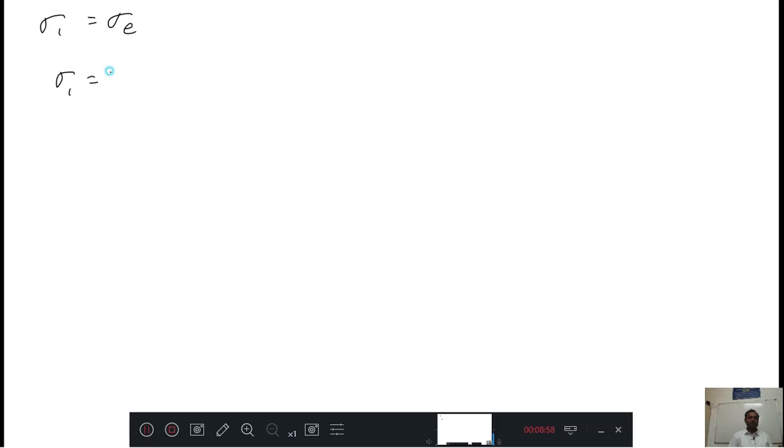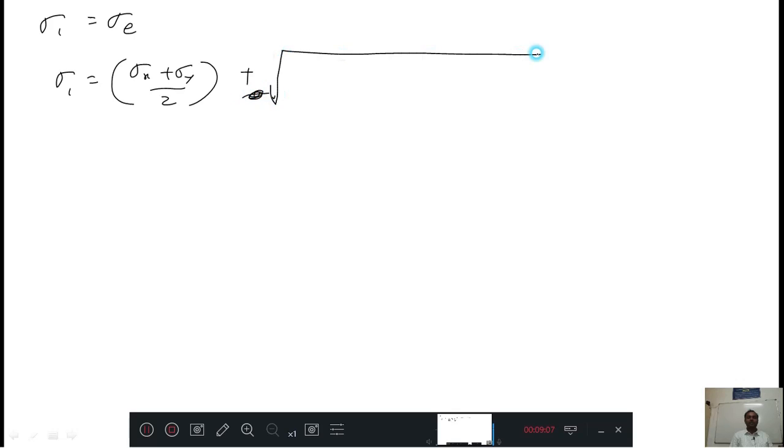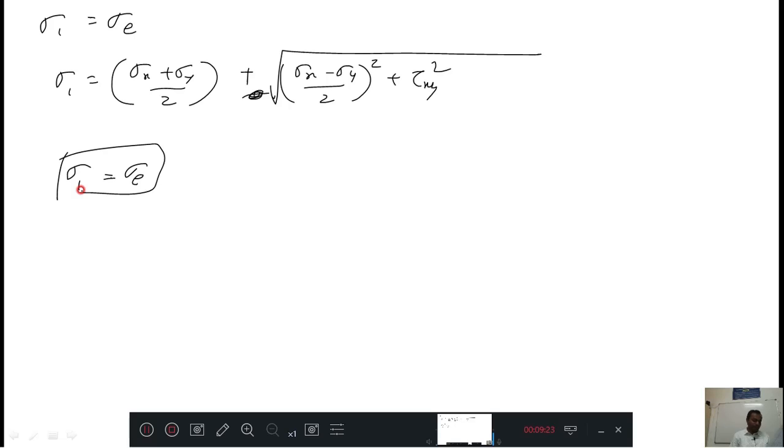You already know the equation. Sigma 1 is what? This is (sigma x plus sigma y) by 2, plus minus is not there, only plus, square root of ((sigma x minus sigma y) by 2) whole square plus tau xy square. Okay, this is the sigma 1 you will get, and after that you compare sigma 1 and sigma E.